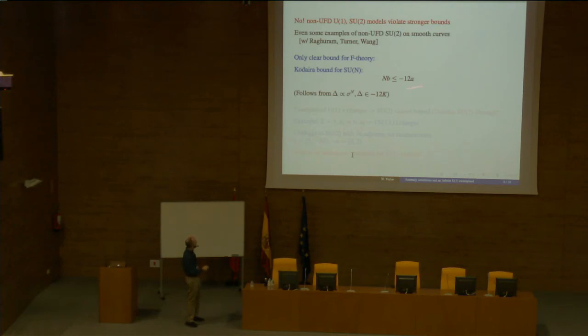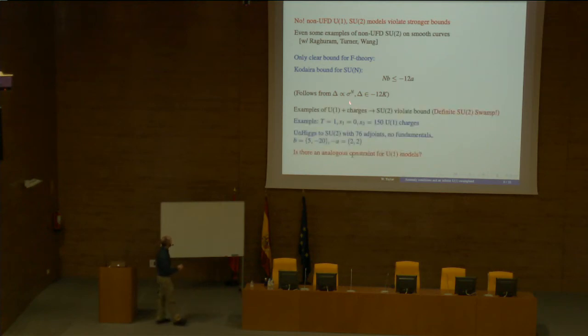The only really clear bound we know of from F-theory is the so-called Kodaira bound, which says that, just from the fact that the discriminant is minus 12a, n times b is less than or equal to that, which follows just from the fact that the discriminant has vanishing order n, which is minus 12. There are examples of U1s with charges that Higgs to an SU2 that violate that bound. So these are definitely in the swampland.